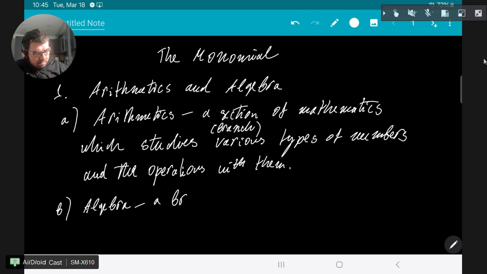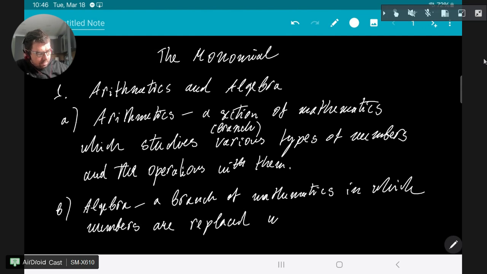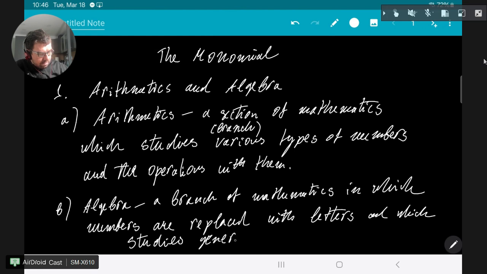a branch of mathematics in which numbers are replaced with letters and which studies general formulas, let's say. Okay, let's just write it in this informal way.